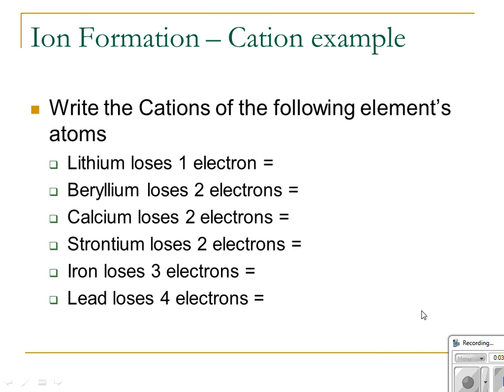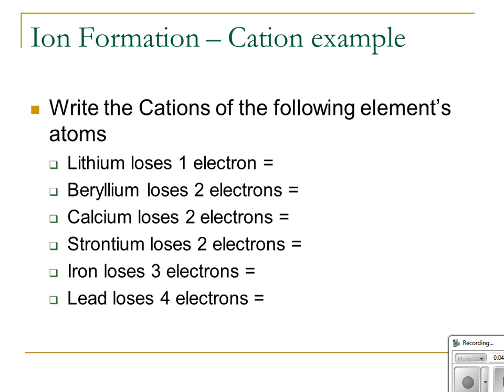Now what I want you to do here is a little example. I want you to write the cations of the following atoms. Lithium losing 1 electron. Beryllium losing 2 electrons. Calcium losing 2 electrons. Strontium losing 2. Iron losing 3. And lead losing 4. I'm not going to write the answers in right now. If you want the answers, you can come see me and we'll discuss it in class.